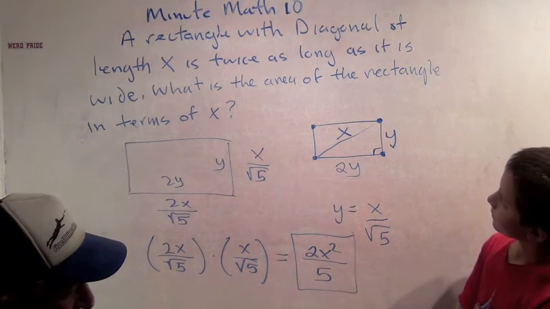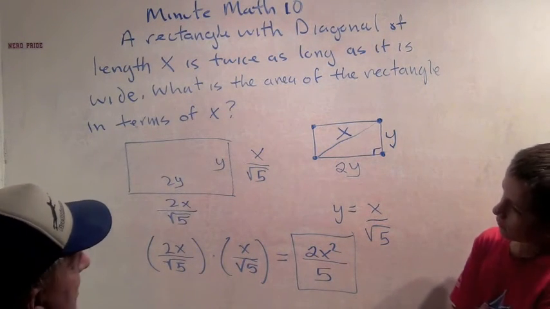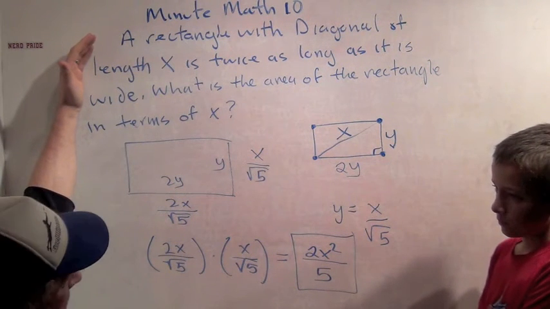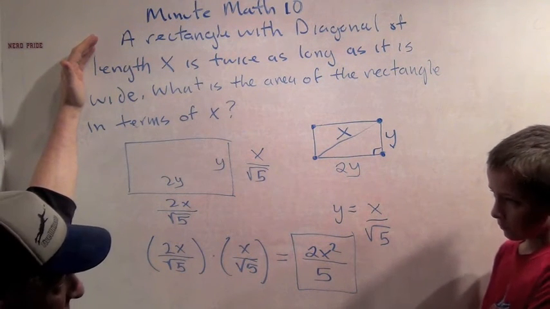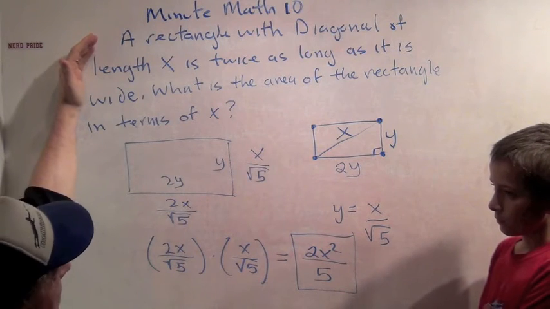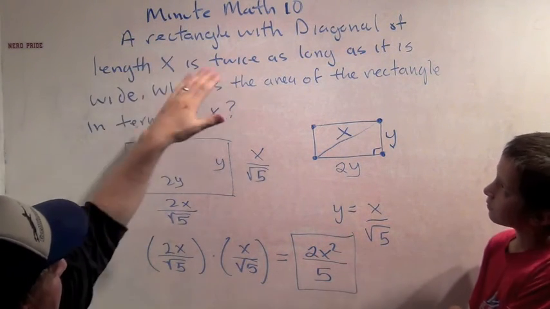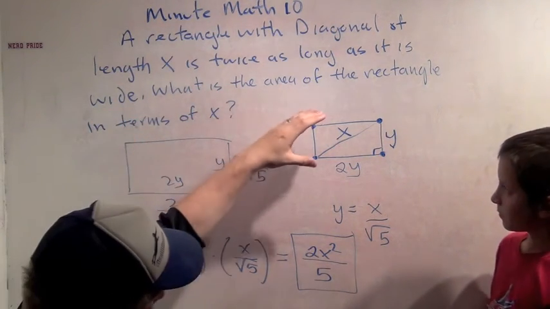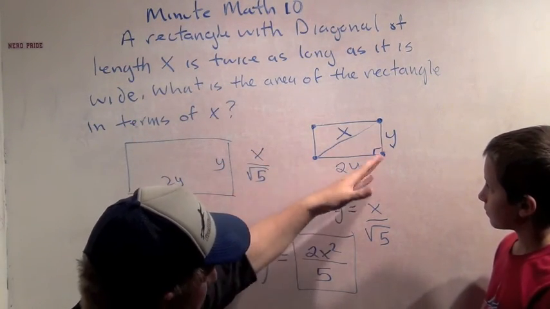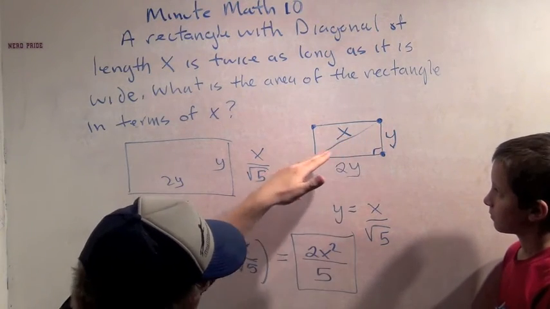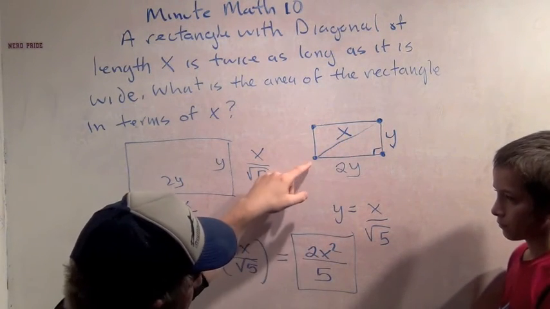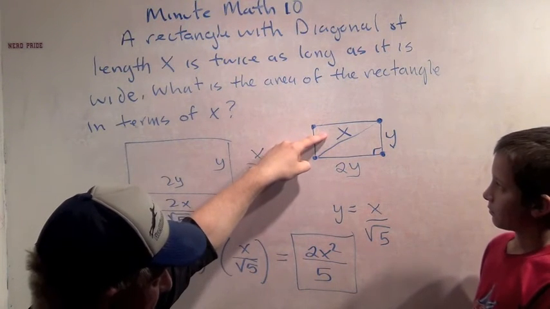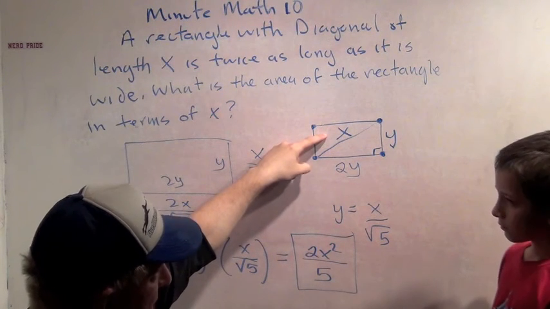So we started with an interesting description that we had to turn into math. And the way we turned it into math was by drawing a picture. It said a rectangle with diagonal of length x is twice as long as it is wide. So first we drew a rectangle that was twice as long as it was wide, and we drew the diagonal, and the diagonal connects the opposite corners in a rectangle. And we said that had length x. What did we do next?